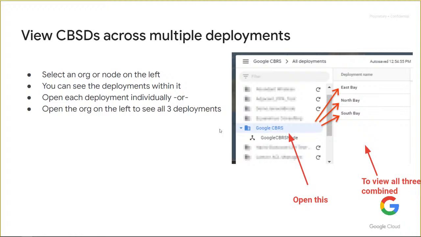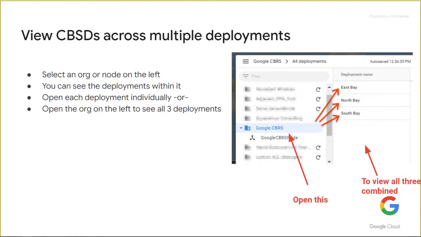When I click on a SAS account or a node on the left-hand side, here I've clicked on Google CBRS, when I click on the Open button, I'm going to be able to see all of the deployments which are listed here in the deployment list.